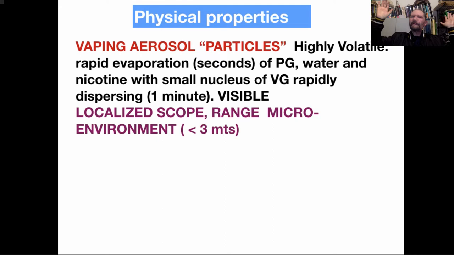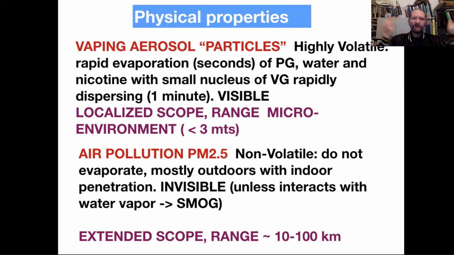Now, what happens with air pollution? The particles are not volatile. The majority of the compounds are either semi-volatile or non-volatile. Some are volatile as well. It is mixed, right? But the majority are not volatile, so they do not evaporate. Some evaporate, the volatile ones, like some nitric oxides and so on, but other ones don't.